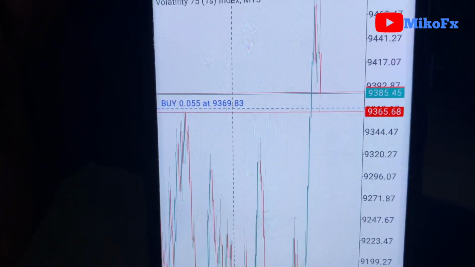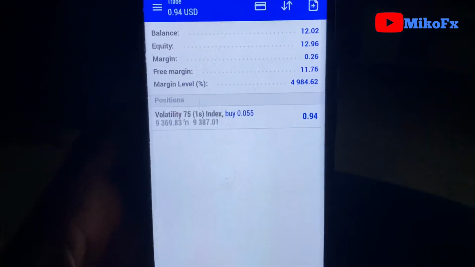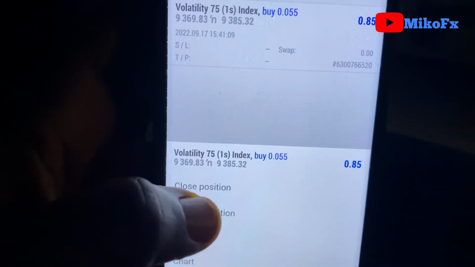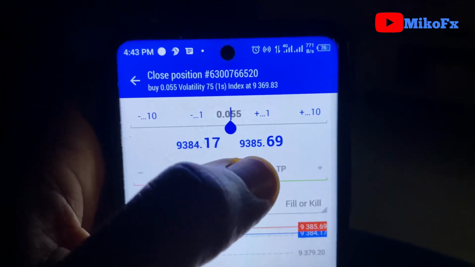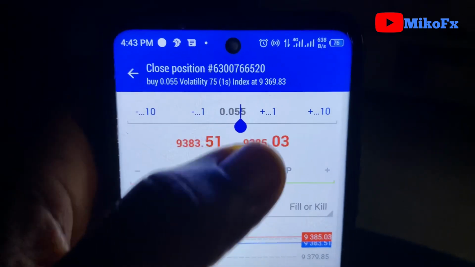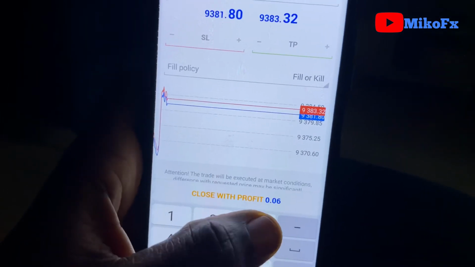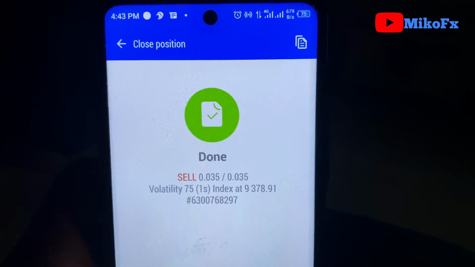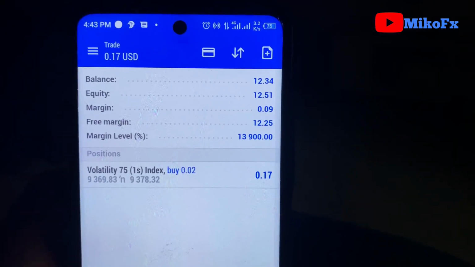Because I'm in profit, let me show you one thing you may not know. Assuming you want to take part of the profit, I've done a video on how to do that. I can easily do it. I'm up by $1. I can decide to take part of the profit, which is close. Then I'll reduce this. Probably I want to close 0.35. Okay, I'll close part of the profit. Then I'll leave this one to continue running.